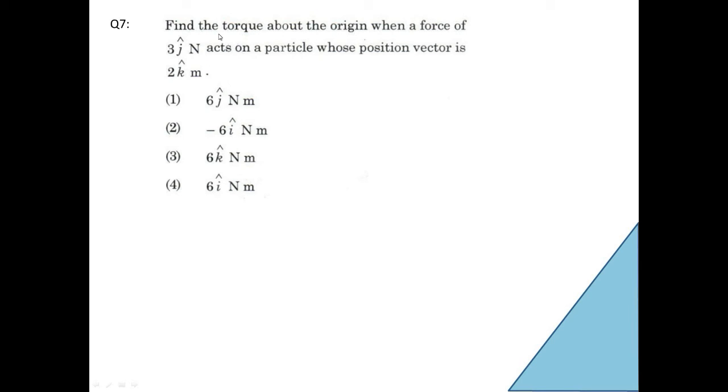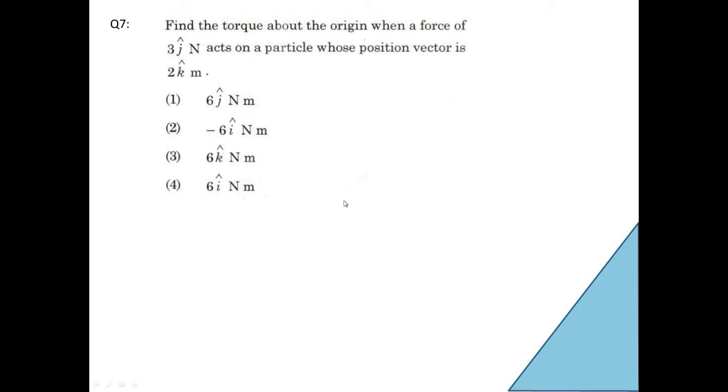Question 7. Find the torque about the origin when a force of 3 j cap Newton acts on a particle whose position vector is 2 k cap meter. Four options. Option 1, 6 j Newton meter. Option 2, minus 6 i Newton meter. Option 3, 6 k Newton meter. Option 4, 6 i Newton meter. Whenever I say i, that means i cap, k cap, j cap. This cap indicates they are all unit vectors.